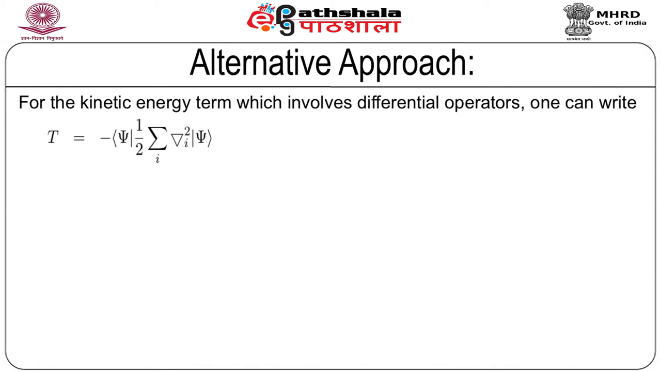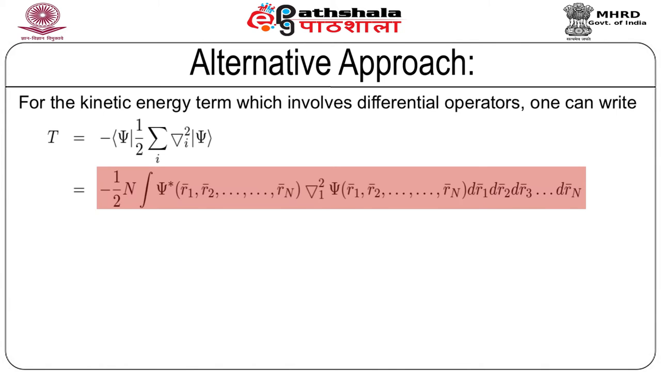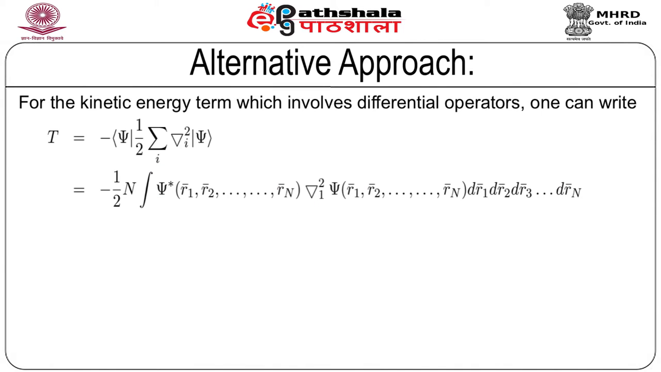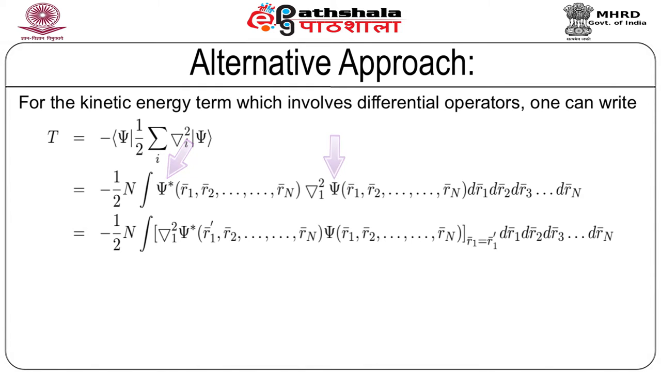Now, using again the same property as we have done before, that this operator del i, it is del 1 equal to del 2 equal to del 3 and so on, one can therefore write this matrix in the following way. It's given by minus half times capital N integral chi star del 1 squared times chi, integrated from R1 to Rn. Now one can actually take this del 1 squared in front of the chi star and write the whole thing as del 1 squared operated on chi star chi, replacing the coordinate r1 here by r1 prime, and then evaluate this entire quantity at r1 equal to r1 prime and integrate it from r1 till rn.